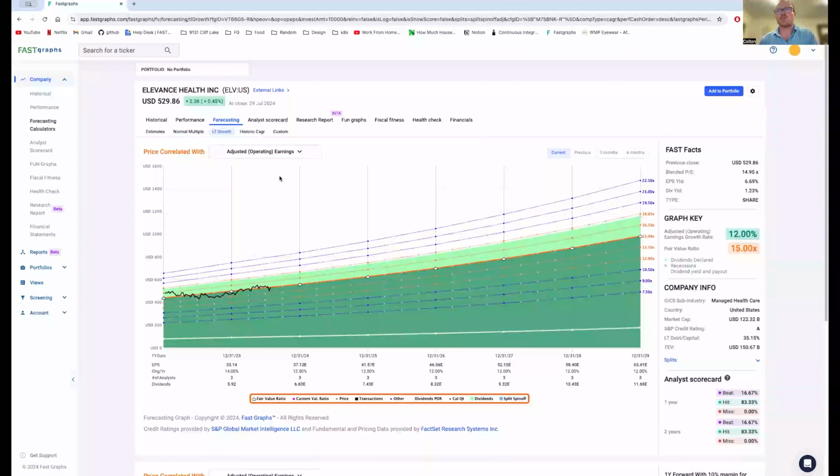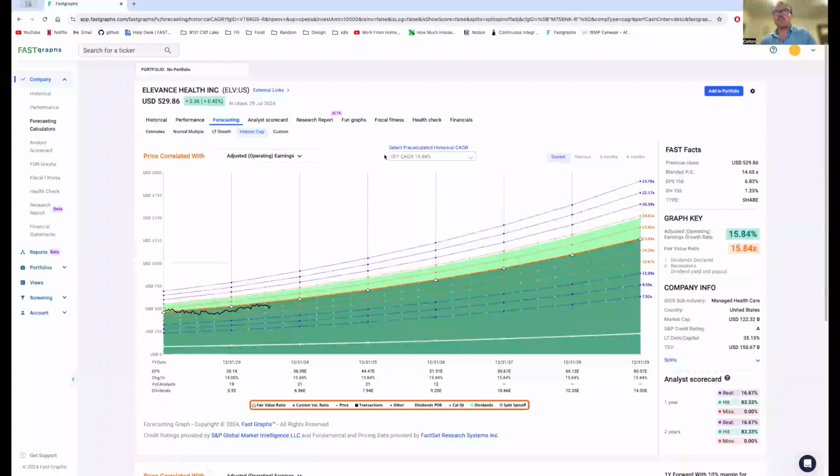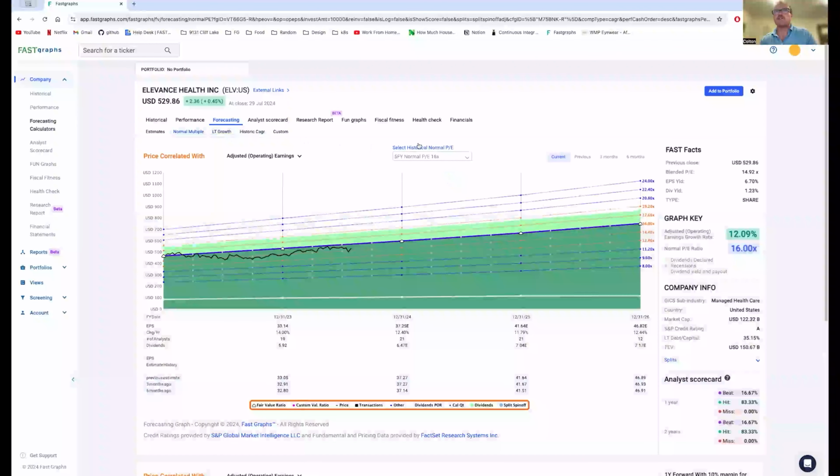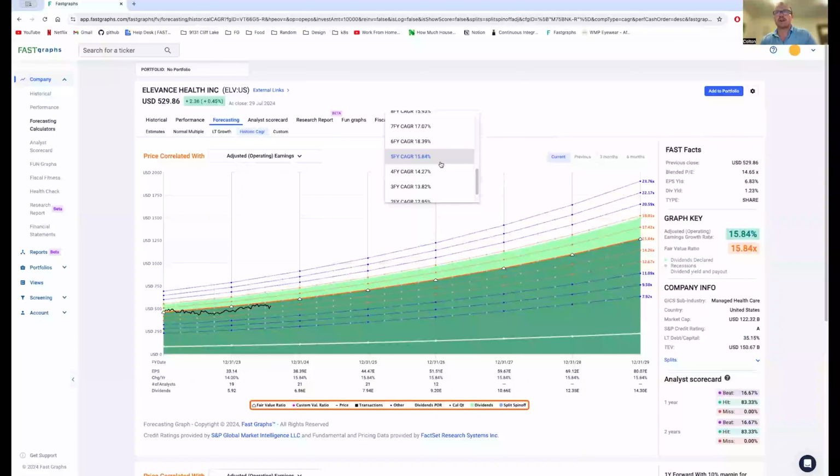We also have a long-term growth estimate. This is a single estimate provided by a data provider, so they're expecting 12% long-term growth. Once again, you can run your mouse over all of these. We also have a historical compound annual growth. Notice that this defaults to the 5-year. So does the normal multiple. This defaults to the 5-year, but you can change them to whatever year you want.